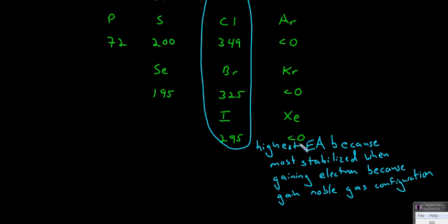You can write the highest electron affinity is for the halogens because they're most stabilized when gaining electrons, because that gives them noble gas configuration. And noble gases are actually destabilized and have negative electron affinities because that gets rid of their noble gas configuration.